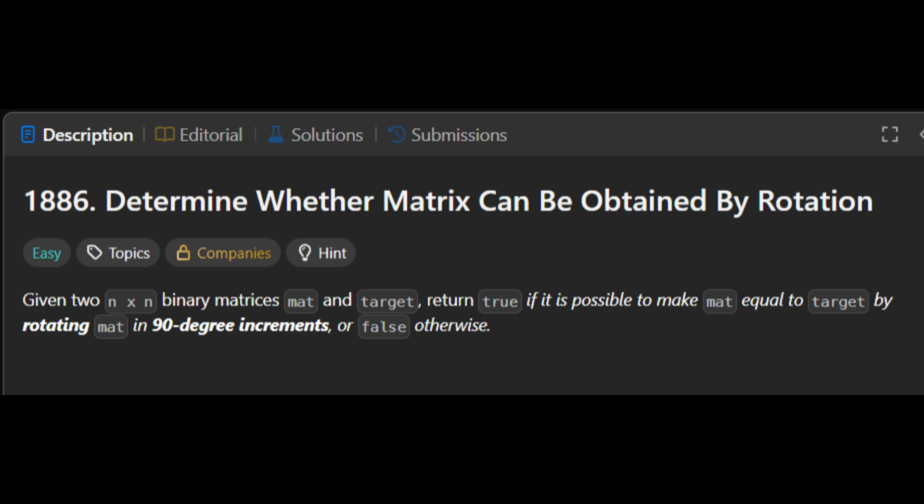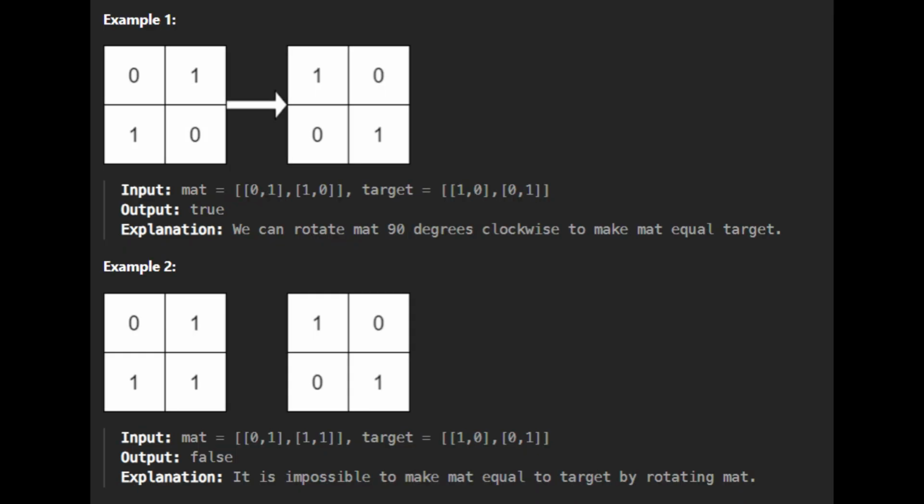So in simple terms, we are checking whether the target matrix can be obtained by rotating the original matrix in steps of 90 degrees. Let's understand these examples step by step. First example, the input matrix mat is 0, 1, 1, 0. The target matrix is 1, 0, 0, 1. Now we try rotating the original matrix. If we rotate mat by 90 degrees clockwise, the rows become columns. After rotation, the matrix becomes 1, 0, 0, 1. Now, this exactly matches the target matrix. So since we are able to make mat equal to target with one rotation, the output is true.